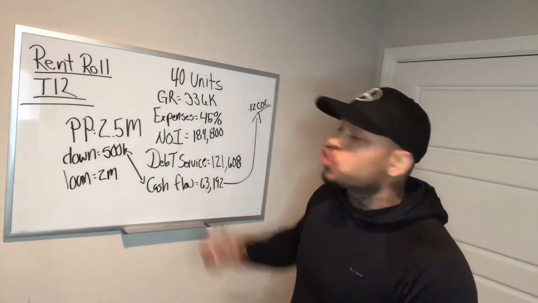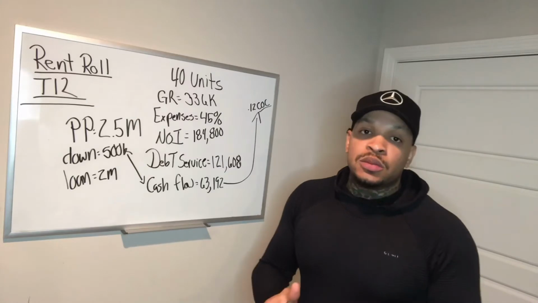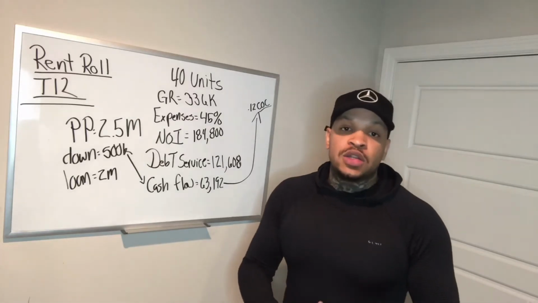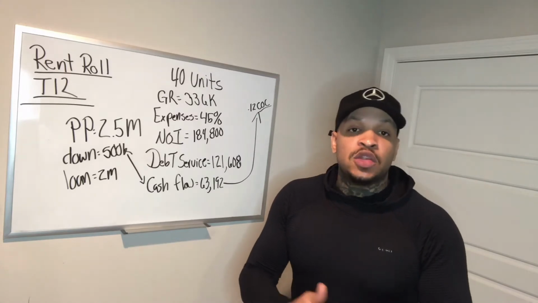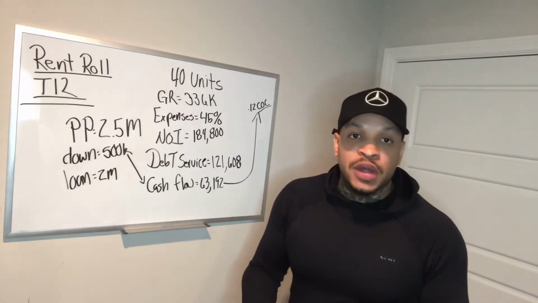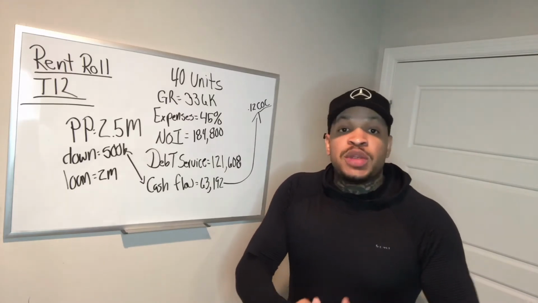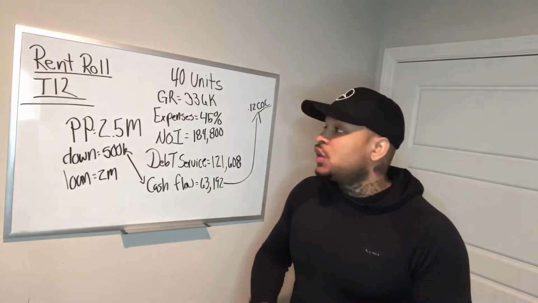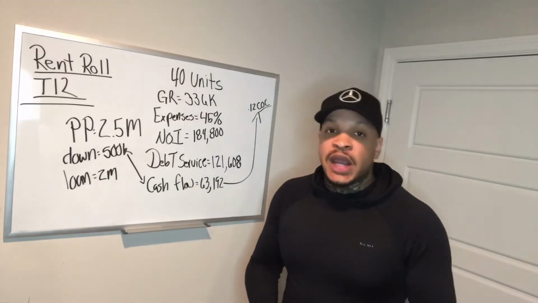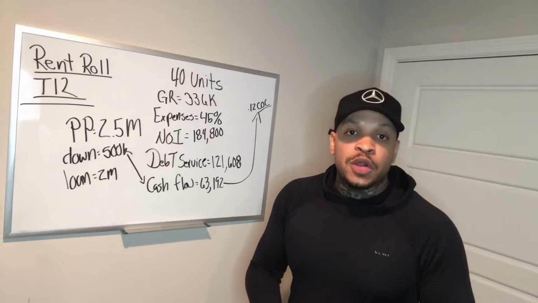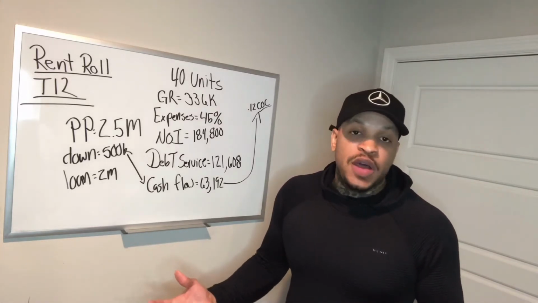The expenses were roughly around 45% once I calculated them. Keep in mind, when you're underwriting a deal, you want to be roughly around 45 or 50% in expenses. That's kind of the rule of thumb. A lot of times with older apartment buildings, built in the 1970s or 1980s, the expenses are going to be around 45 to 50%.